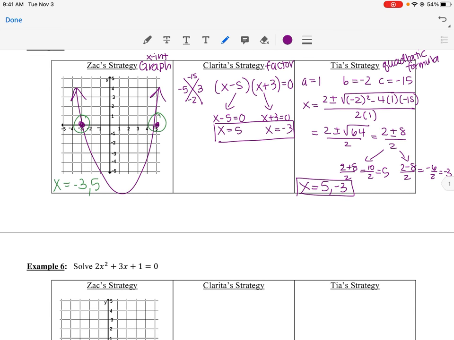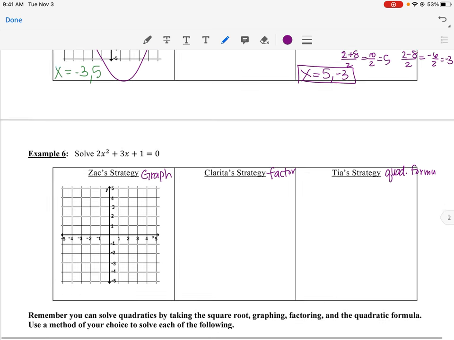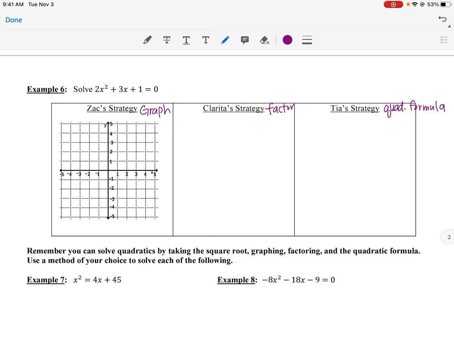Okay, same thing again, we've got another one, and we're going to do the same process. So we're going to look at the graph for Zach, we're going to factor for Clarita, and we're going to use the quadratic formula for Tia. Okay, so new equation, let's see what we can do.